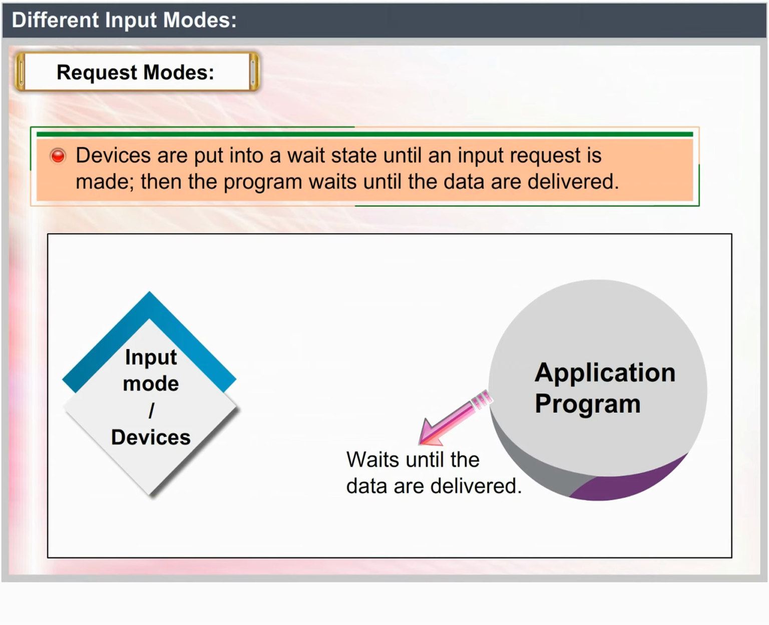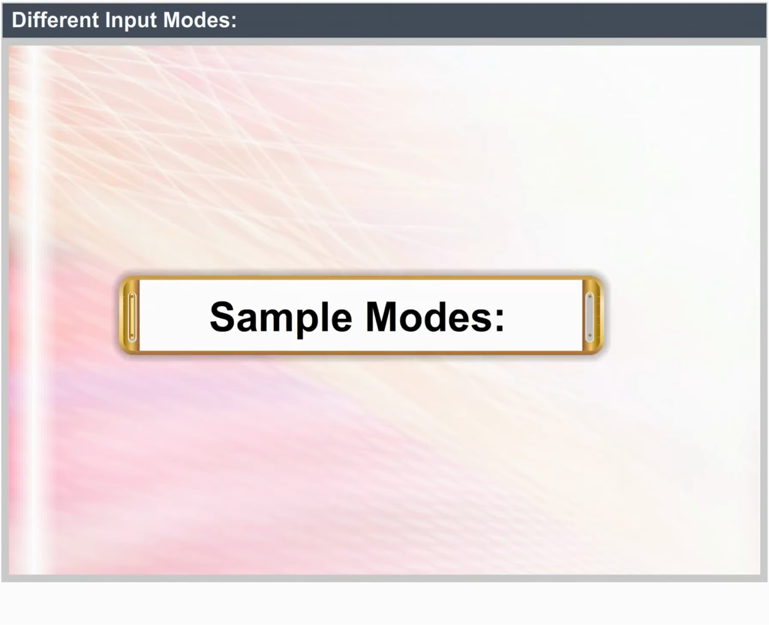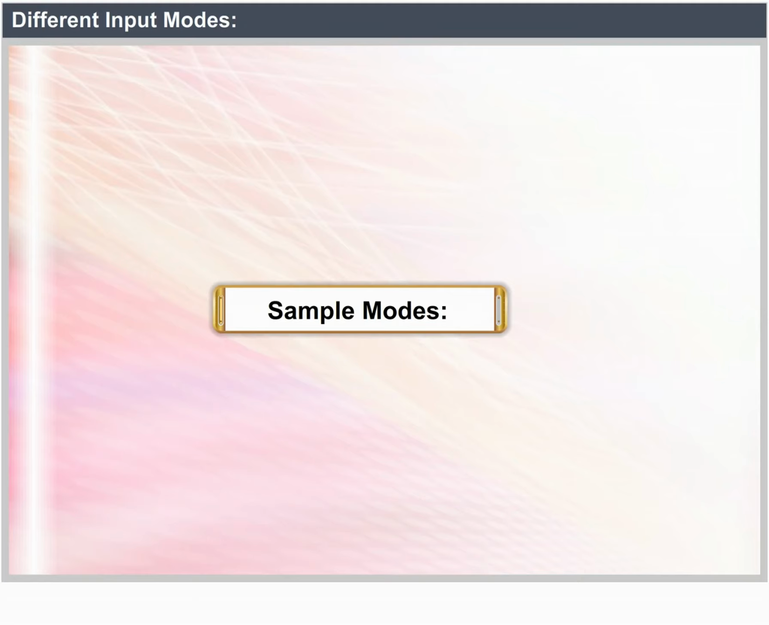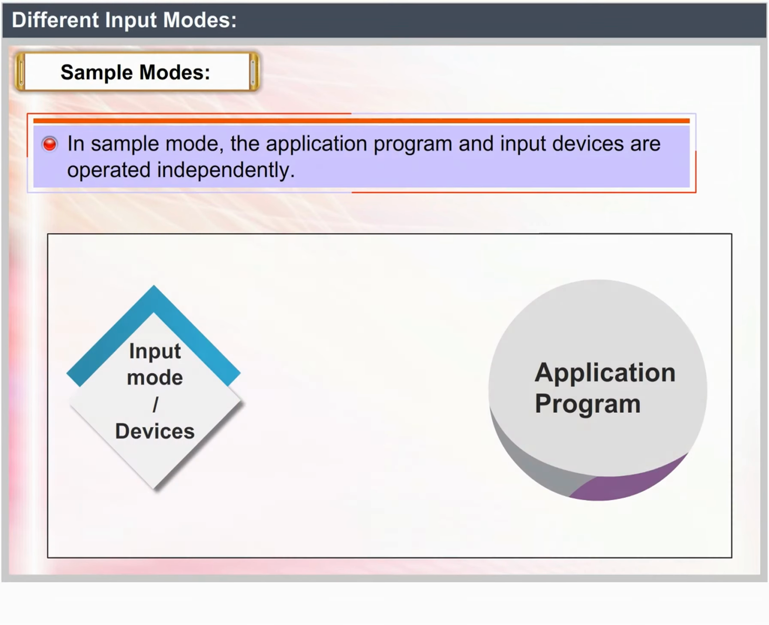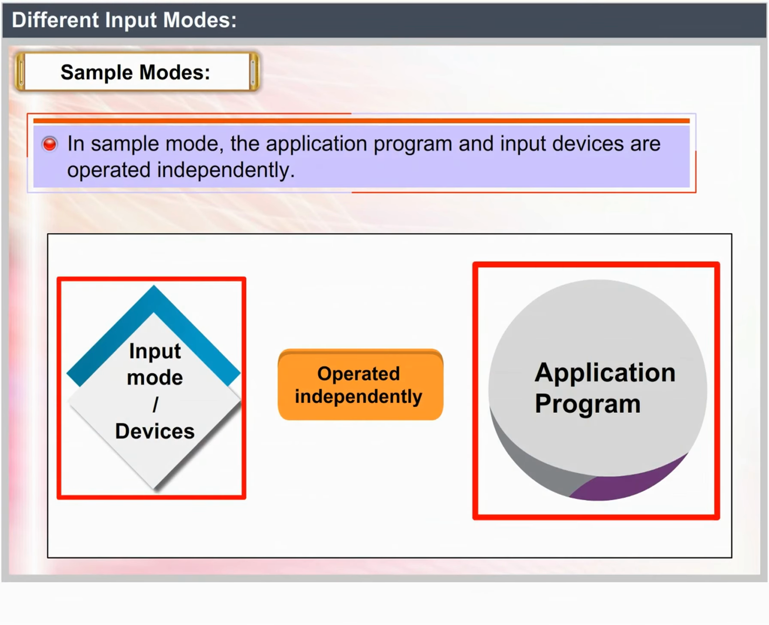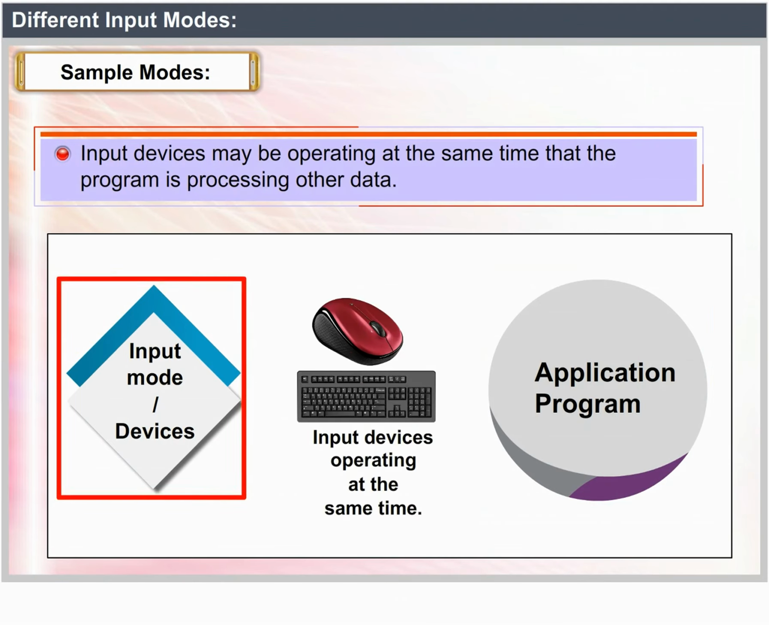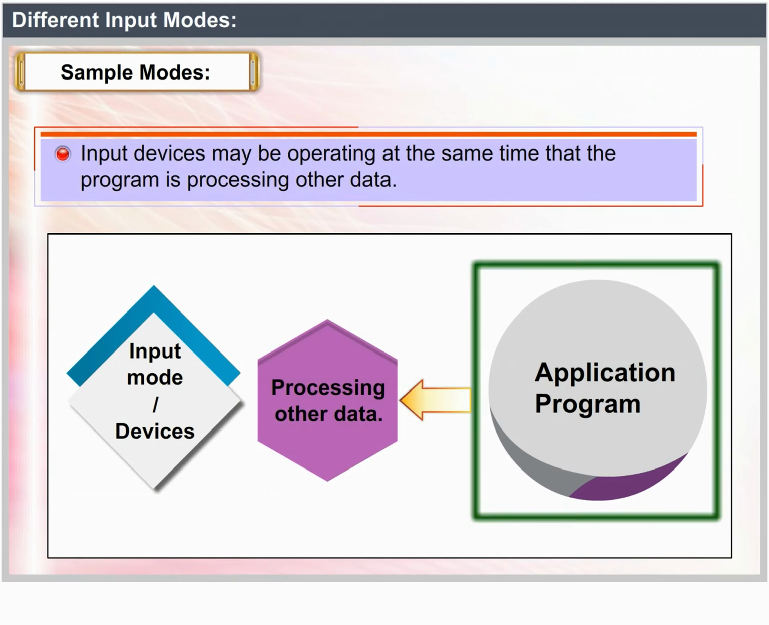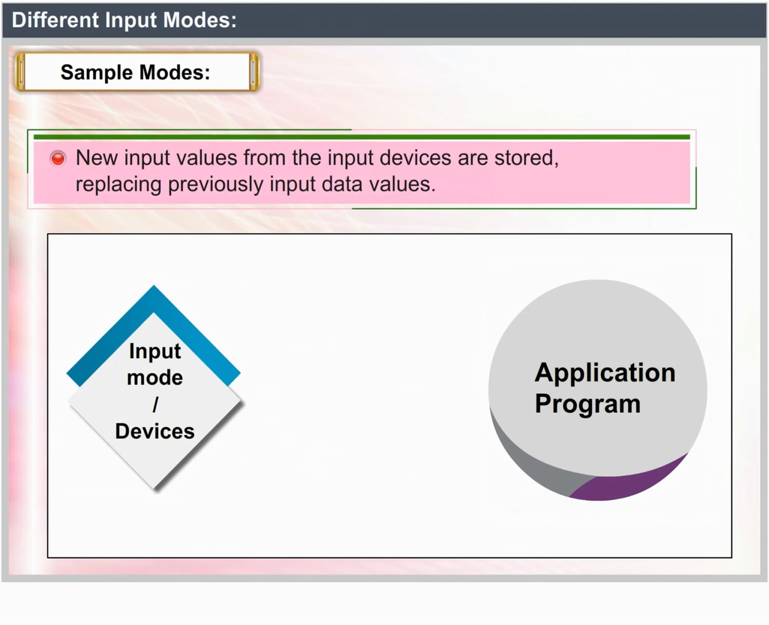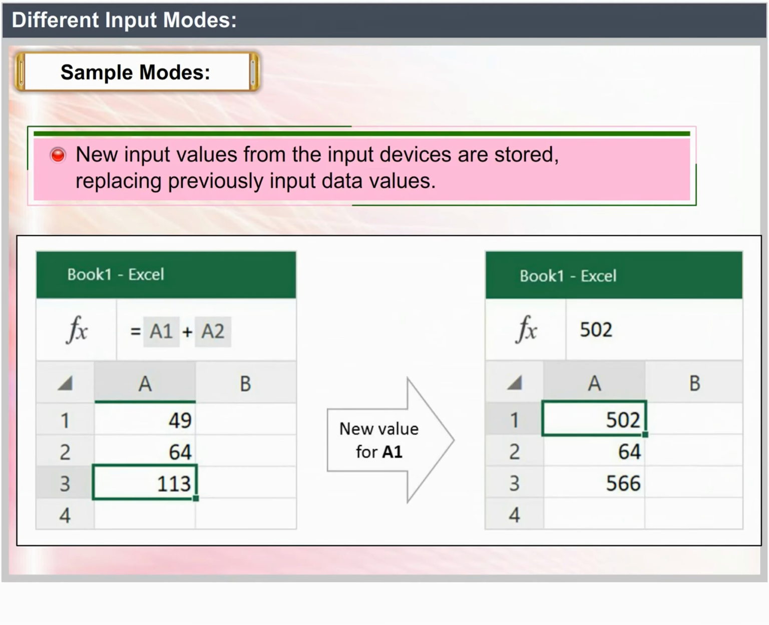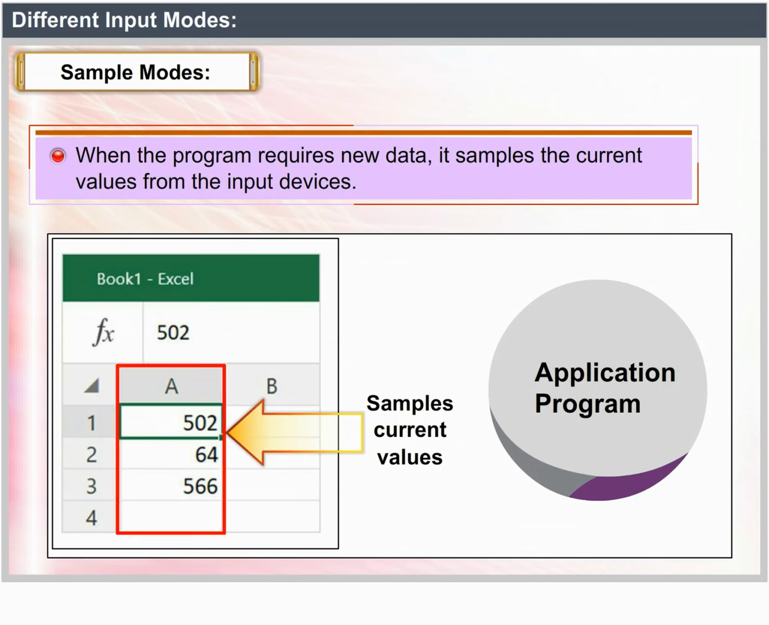Sample mode. In sample mode, the application program and input devices operate independently. Input devices may be operating at the same time that the program is processing other data. New input values from the input devices are stored, replacing previously input data values. When the program requires new data, it samples the current values from the input devices.